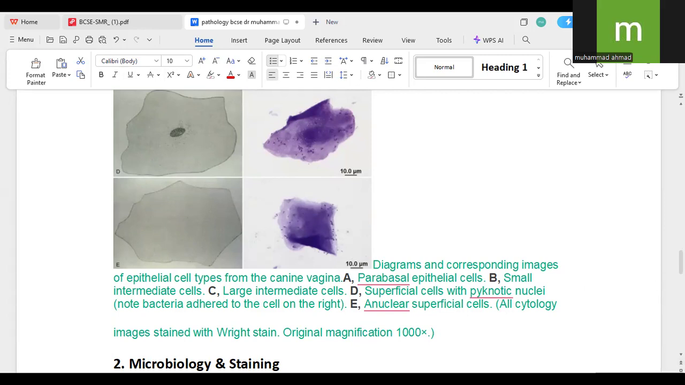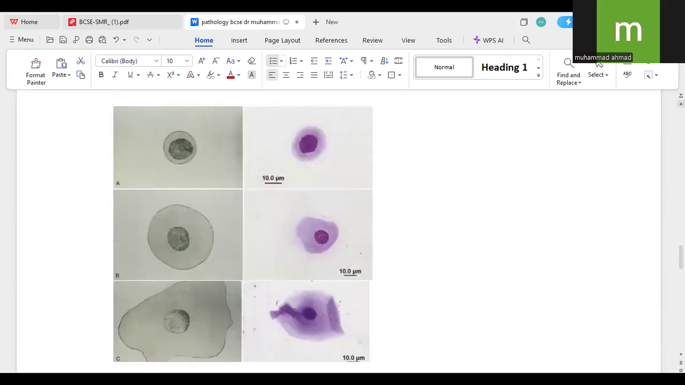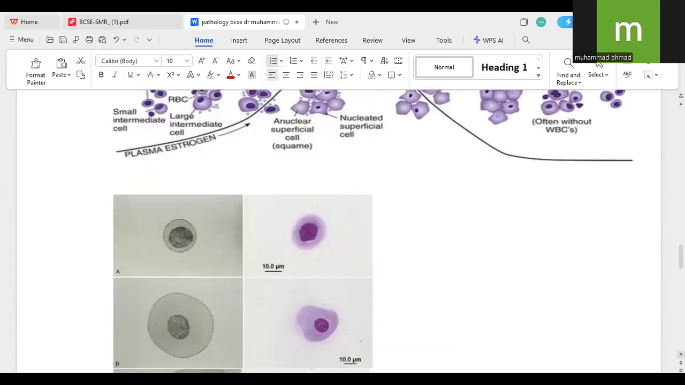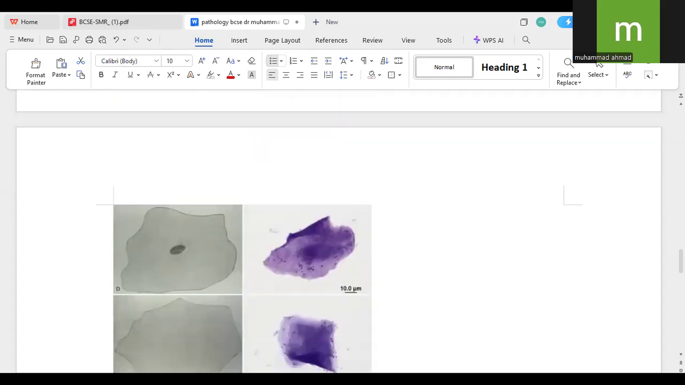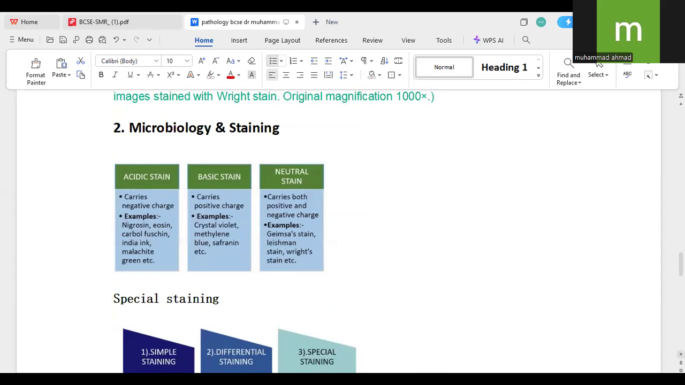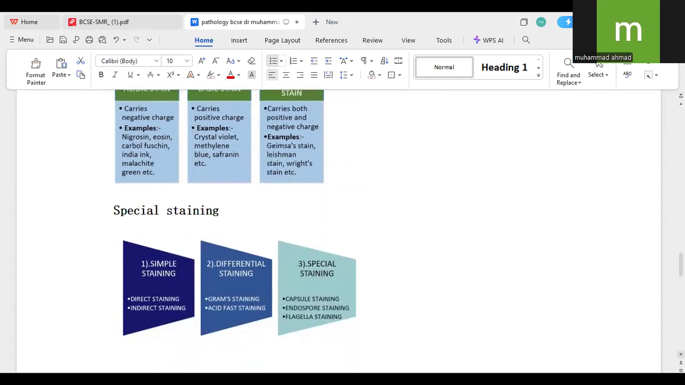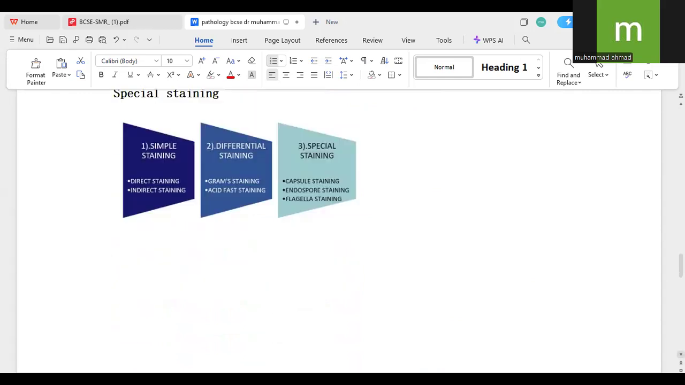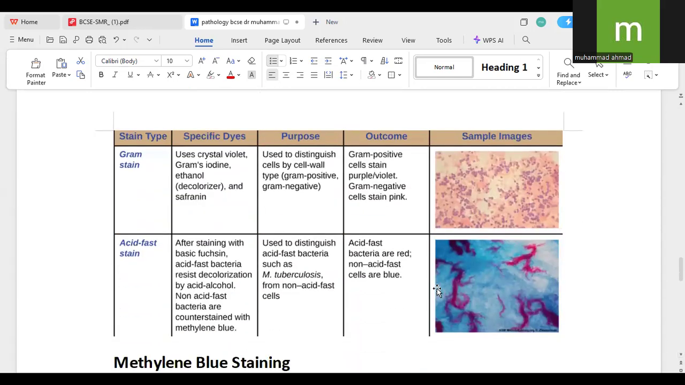You should remember this type of cell and shape. Okay, microbial. This is not important staining. Okay, just go to this. Gram stain and acid fast staining are important. They may ask about what stain we use against which bacteria.